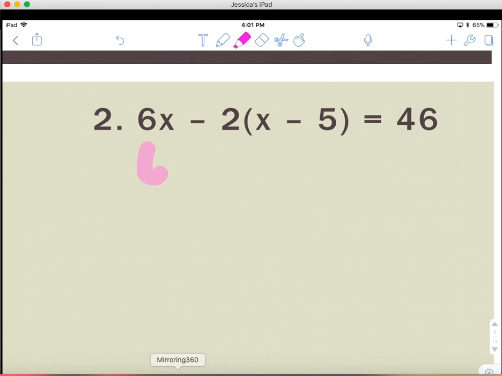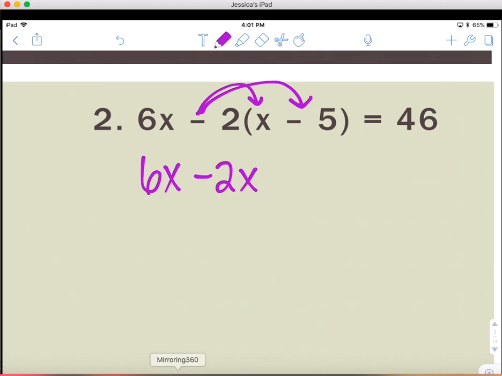The 6x is going to stay put for now. Negative 2 times x is negative 2x. And then be really careful on this step right here. Negative 2 times negative 5 is positive 10. A negative times a negative makes it a positive.